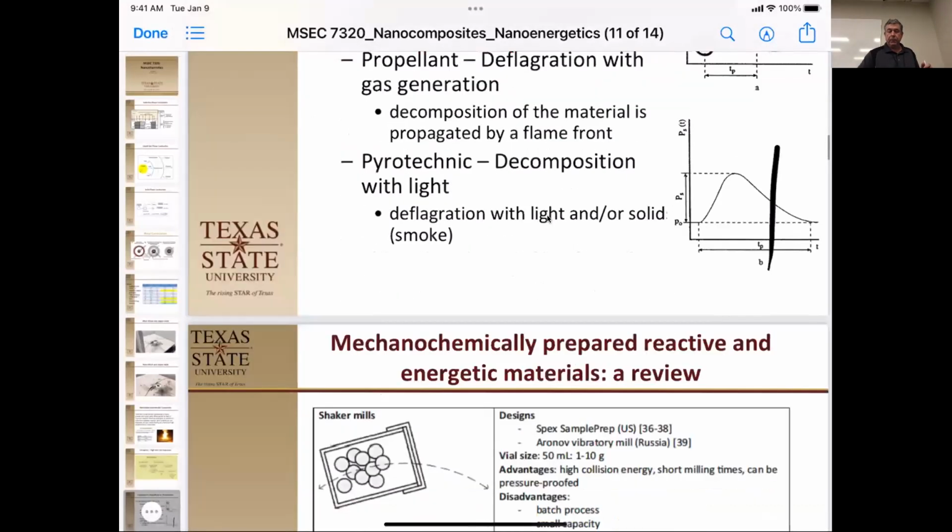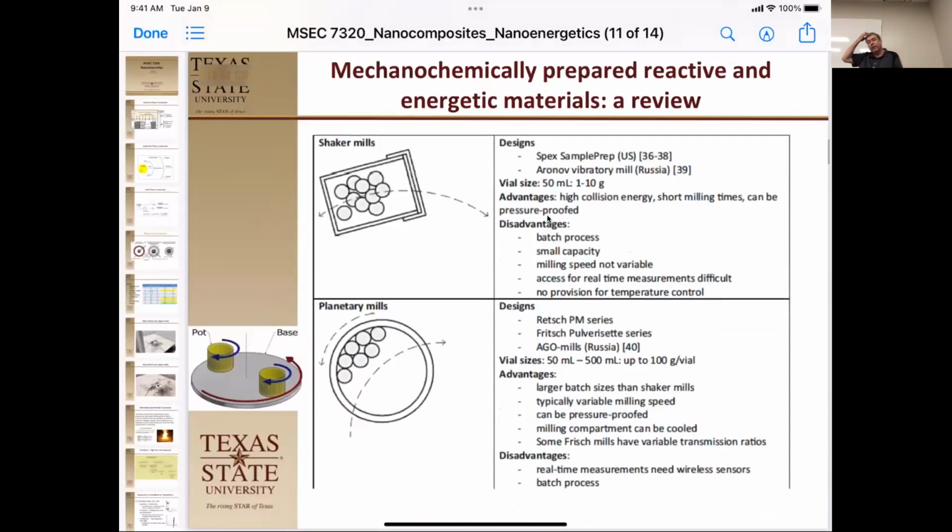So the first one I want to look at is a review of mechanically prepared reactive energetic materials. They use several different methods for doing this, and then they compare the methods by the energy density of the final materials. Now, a shaker ball mill would be a good way to incorporate materials. It's going to grind them smaller and smaller until you stop. Okay, so that's going to do some interesting stuff.